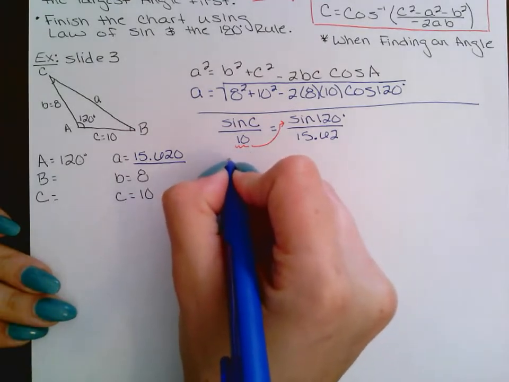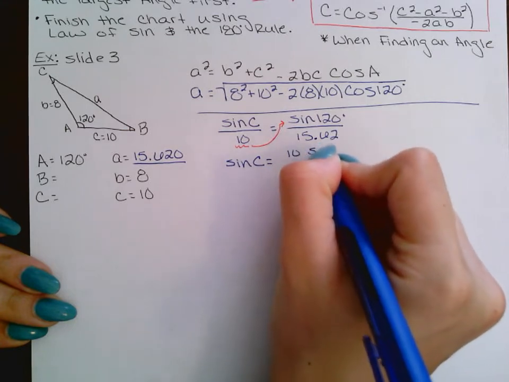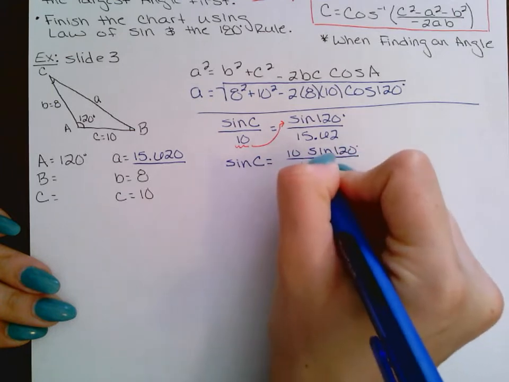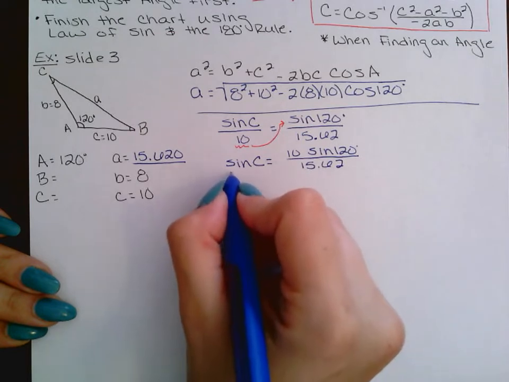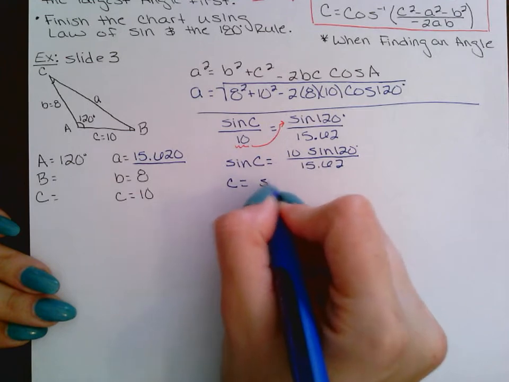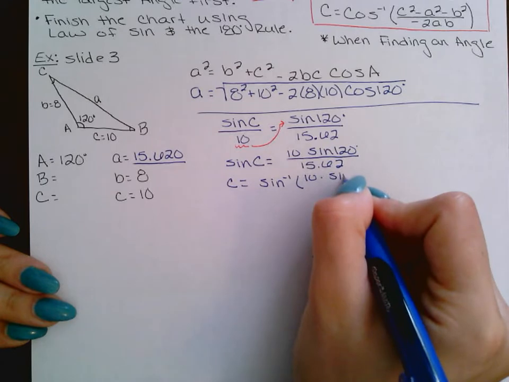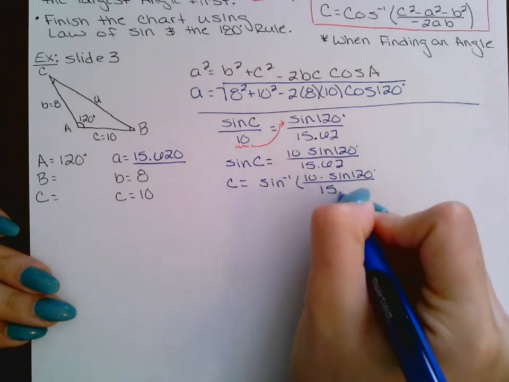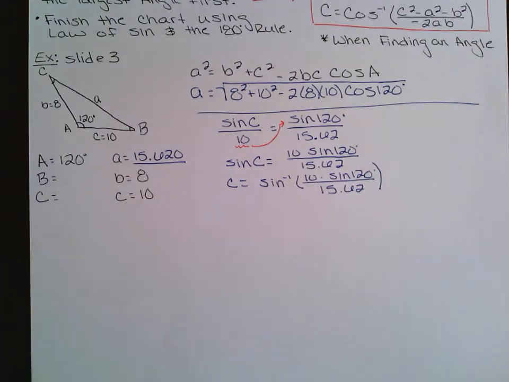And now we have sine of C equals 10 times sine of 120 divided by 15.62. And lastly, to get that C by itself, I need to do the inverse operation of sine. So C is inverse sine of 10 times sine of 120 all over 15.62. Okay, go ahead and take a moment and plug that in your calculator.